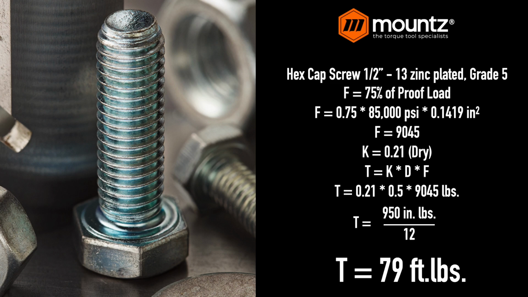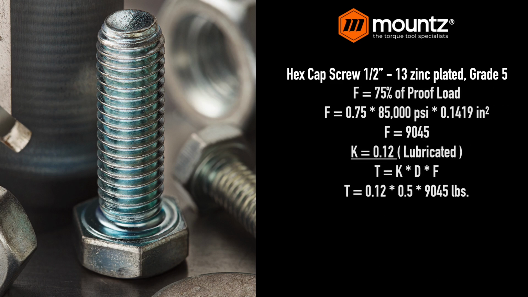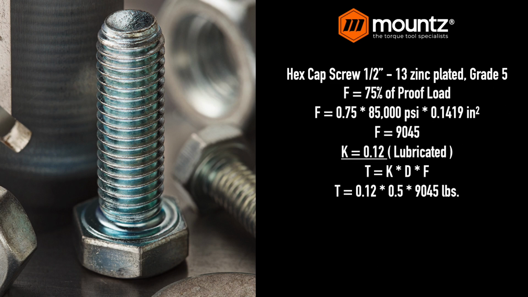Now, if we wanted to do this same calculation but change one thing, instead of using a K-nut factor of 0.21, which was for a dry fastener, we're going to use the K-nut factor for a lubricated fastener for the same screw, or the same bolt in this case.